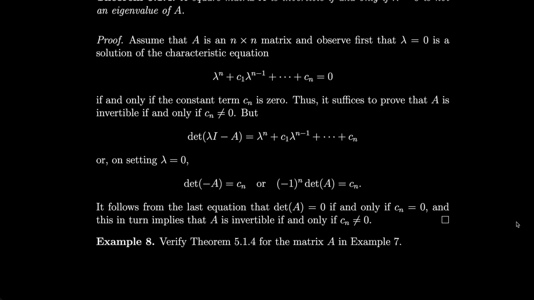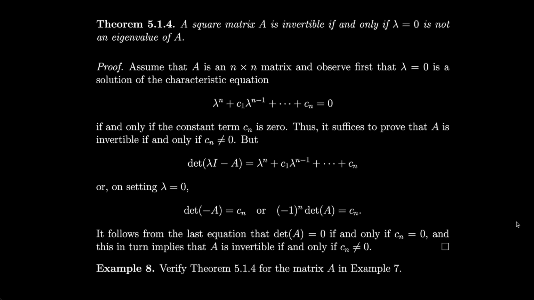Okay, next up we have that a square matrix A is invertible if and only if lambda equals 0 is not an eigenvalue of A. How about we prove this? First, let's assume that A is an n-by-n matrix, and we'll observe that lambda equals 0 is a solution of the characteristic equation if and only if the constant term Cn is 0. Right? Because if I plug in lambda 0 for all these guys, then I get that the last thing there has to be 0.